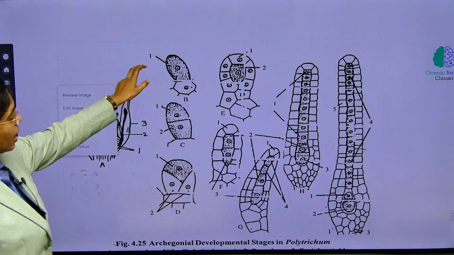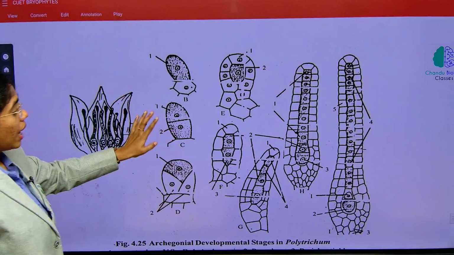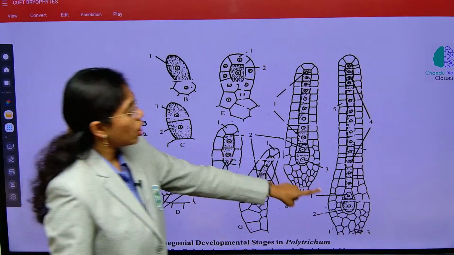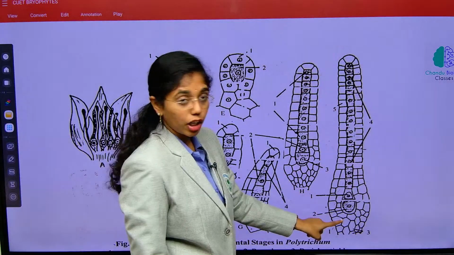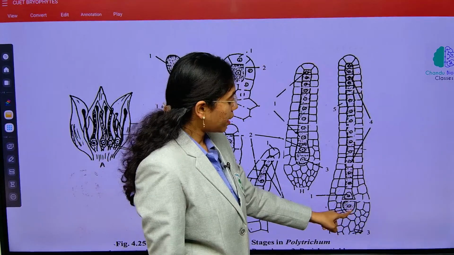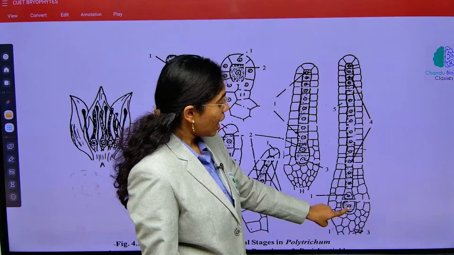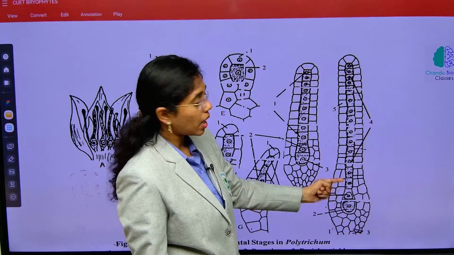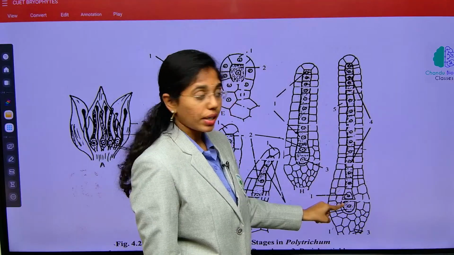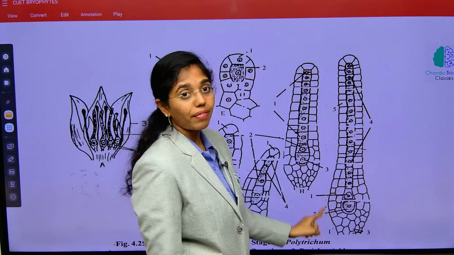The archegonial initial cell will first divide, forming the apical cell and the stalk cells, and that will undergo further division, forming the complete archegonium structure, which is surrounded by a jacket of layers. At the base you can see the egg cell, above which ventral canal cells are present, above which neck canal cells are present. These neck canal cells and ventral canal cell will mediate the movement of antherozoids.